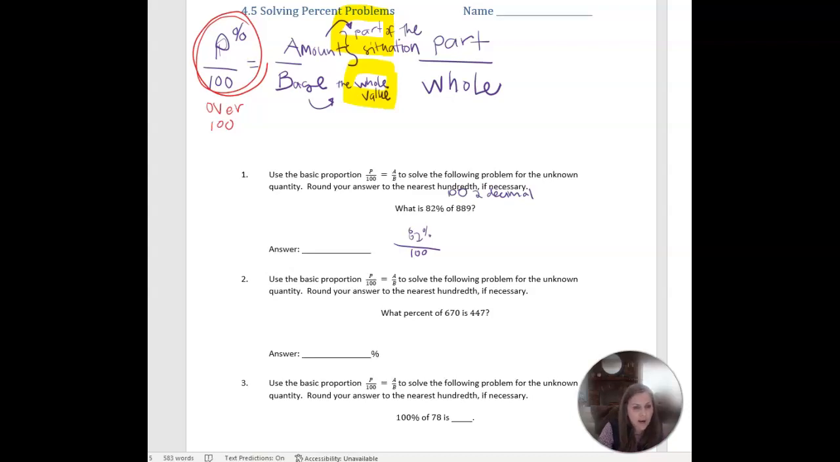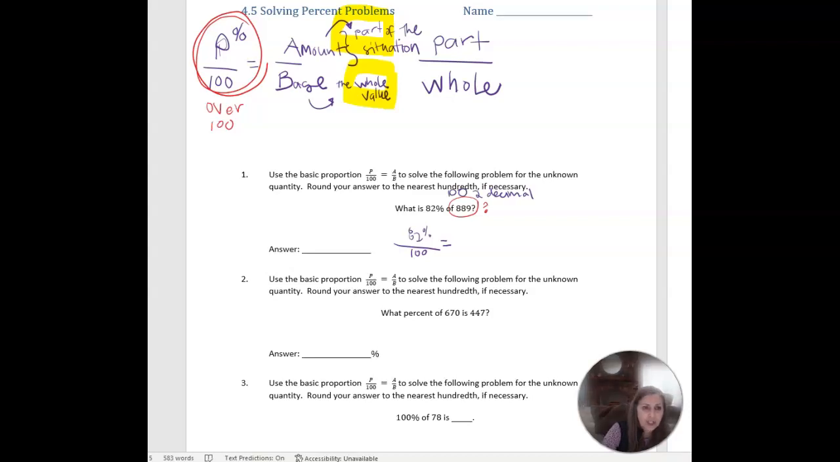Now, what's not quite as easy is this 889. Is 889 part, or is 889 the whole? This is what you have to decide. Is it the amount, which corresponds to part of the situation, or is it the base, the whole shebang of whatever the situation may be? I don't have any magic tricks here, but let's go back to the question. What is 82% of 889?